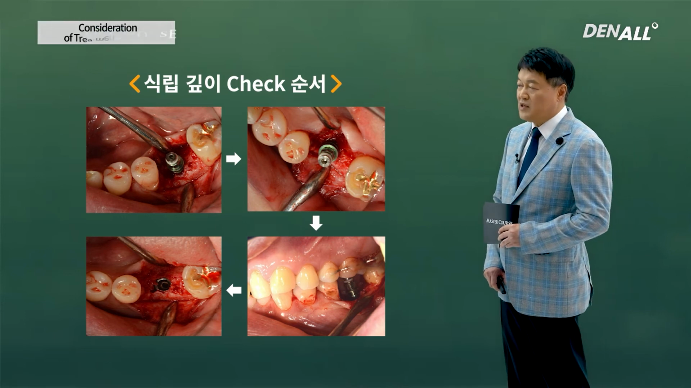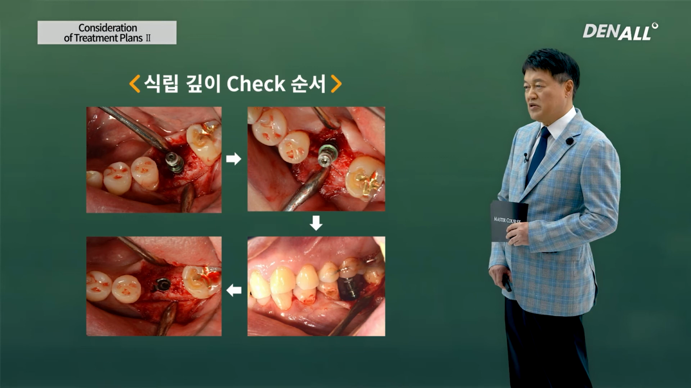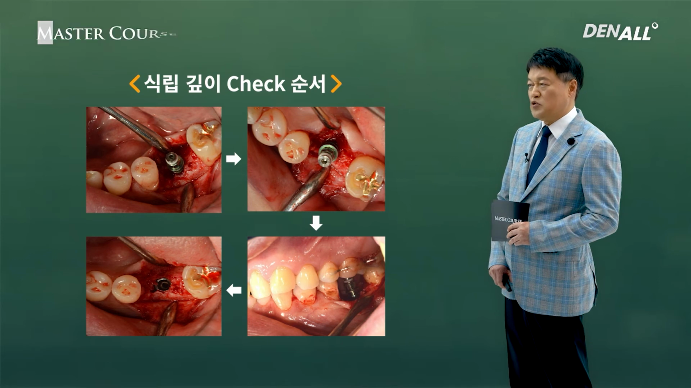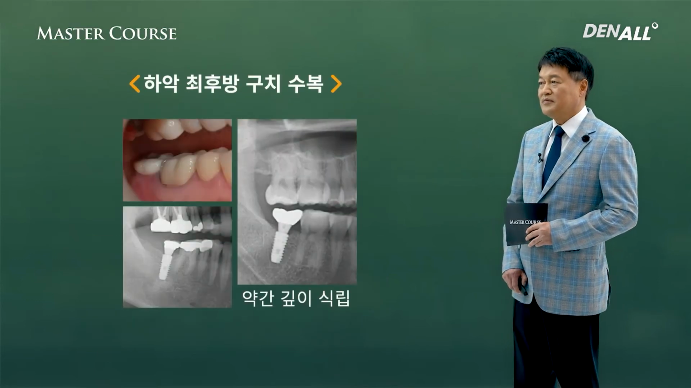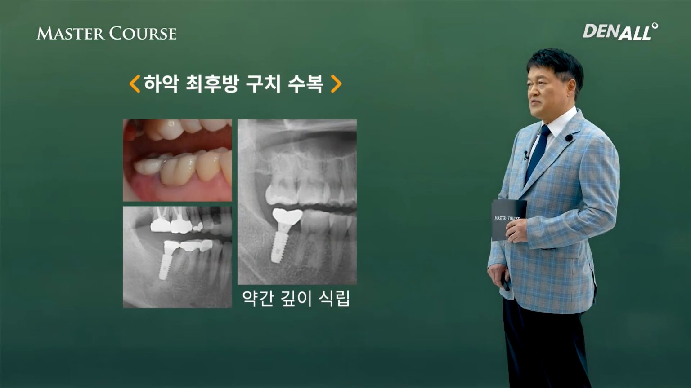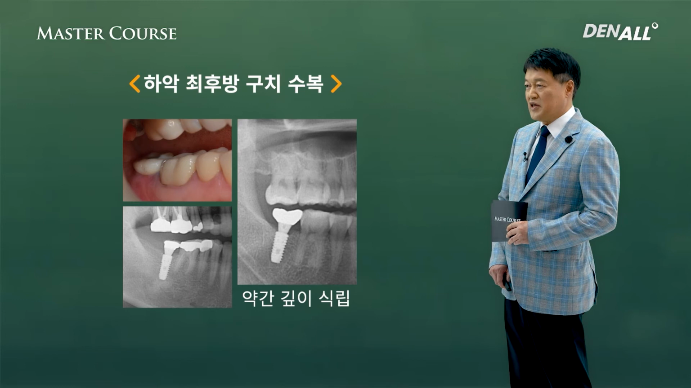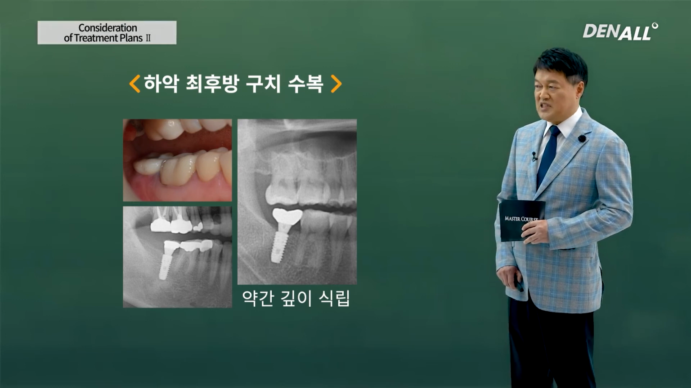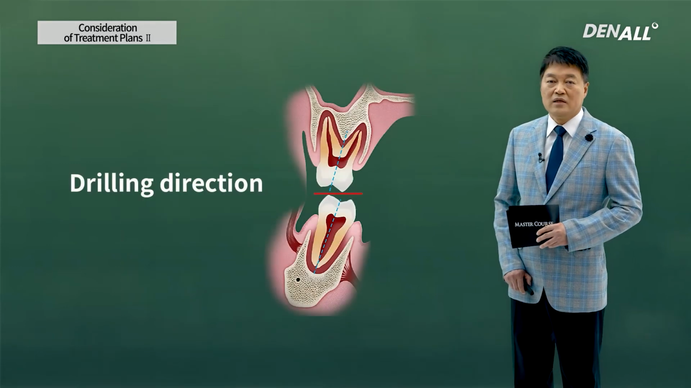At the final stage, remove the mount. Check if the entire fixture is positioned 0.5 to 1 mm inferior to the bone, and if necessary, use a fixture driver to adjust the depths. As mentioned in the previous lecture, in the mandible posterior area, there are a lot of cases where there's a lack of space, so you need to place it a little bit deeply.